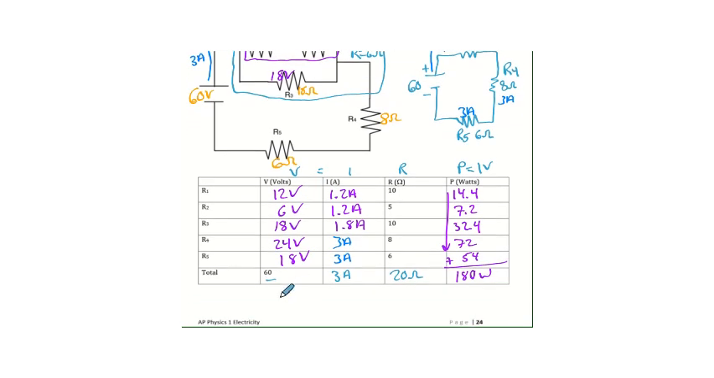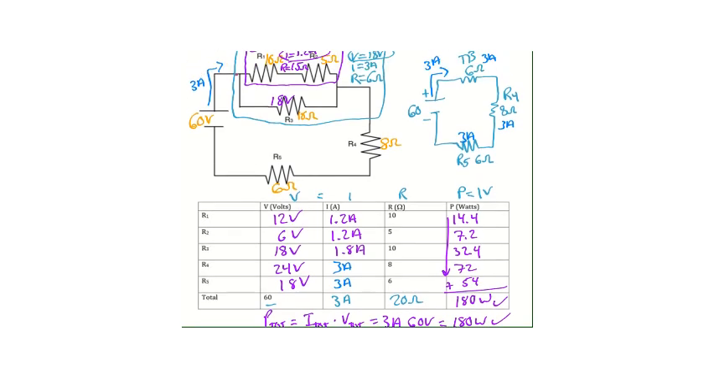We're now going to check that. So total power is equal to total current times total voltage. So our total current was 3 amps. Our total voltage is 60 volts. So that's going to give us 180 watts. And you can see that when we added and when we multiplied our totals, we got to the same value, which indicates that we did this problem correctly.